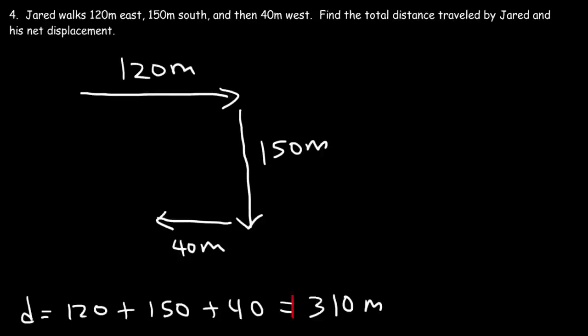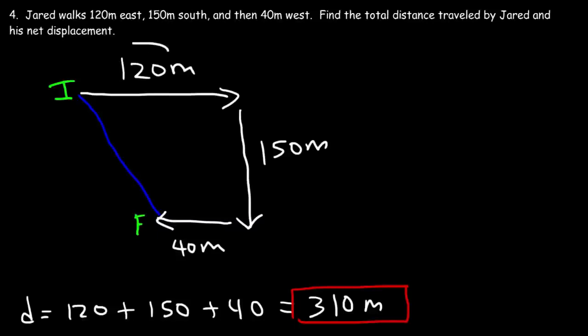So it's very simple to find the total distance. You just got to add the numbers. Now we got to find the displacement, which is the distance between the initial and the final position. So how long is the blue line? So here's what we're going to do. We need to turn this into a triangle.